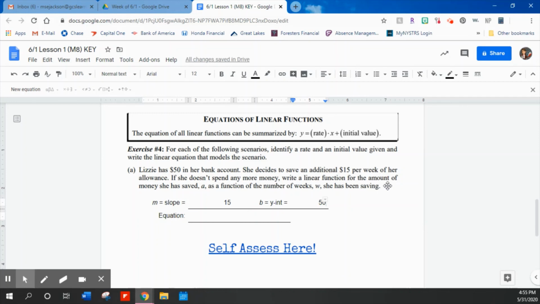So it says write a linear function for the amount she has saved. That's A. So instead of y equals, we're doing A equals. Our m is our slope, 15. Our weeks stands for W. So instead of x, we're going to do W plus the y-intercept. And that's our equation of our linear function.